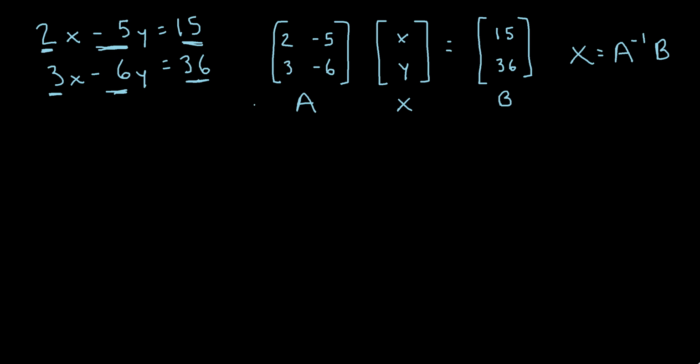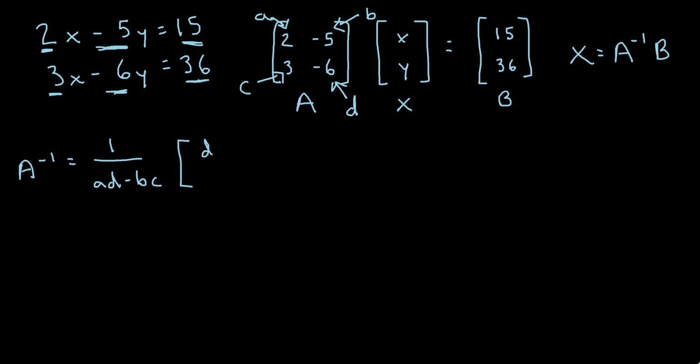Well, for a 2 by 2 matrix, and I'll link to a full video I have on how to find the inverse of a 2 by 2 matrix, the formula that we use is 1 over AD minus BC, where A is the value in the top left corner, B is the value in the top right corner, C is the value in the bottom left corner, and D is the value in the bottom right corner of A. And we multiply this by the matrix D, negative B, negative C, and A.